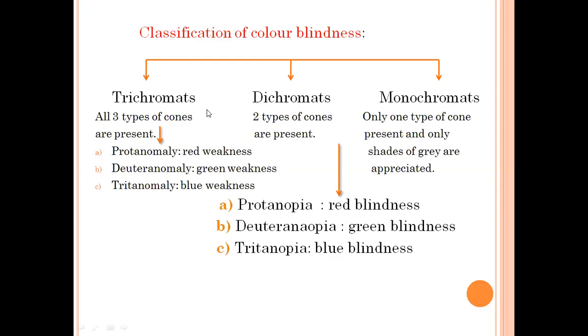Trichromats, that is, the three types of cones are present: red, green, blue. Okay. Dichromats, only two types of cones are there, and one type of cone is absent.